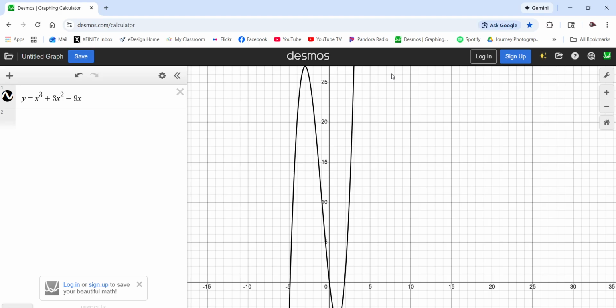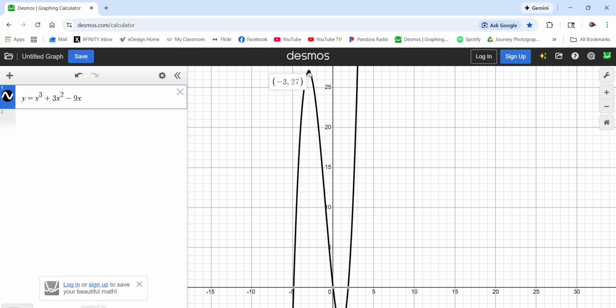So it increases in two places. Anything less than -3 and anything greater than +1. Right? Or you could do the infinity thing like we said. Where is it decreasing? Well, it's just the stuff that's in between. From where to where? It's decreasing.